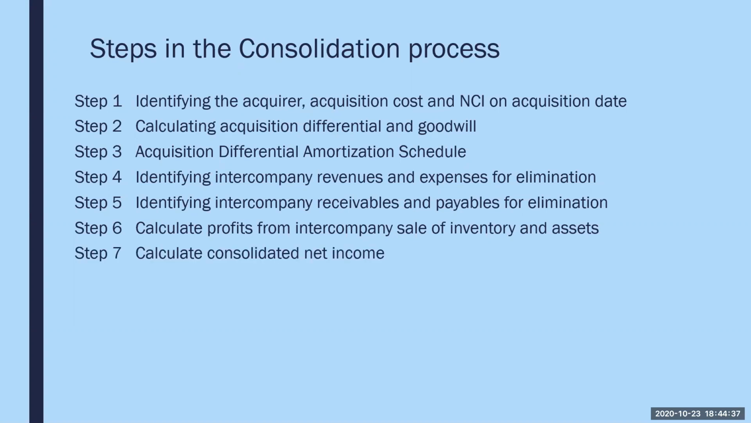In step 7, we do an independent calculation of the consolidated net income. The idea here is we not only calculate the consolidated net income, but also compute the portion of the consolidated net income that will be attributable to the shareholders of the parent company and non-controlling interest.